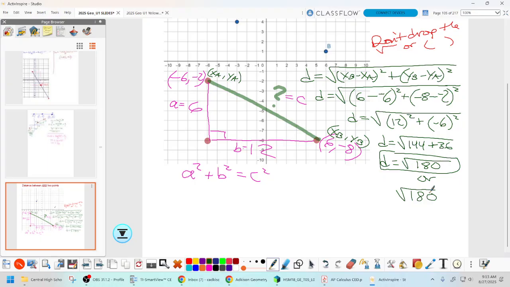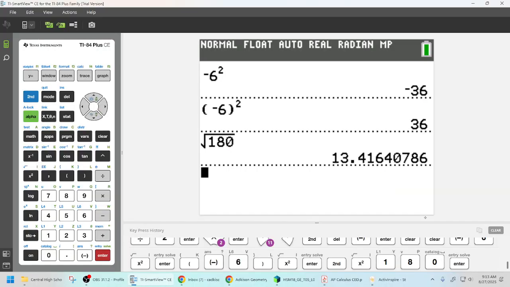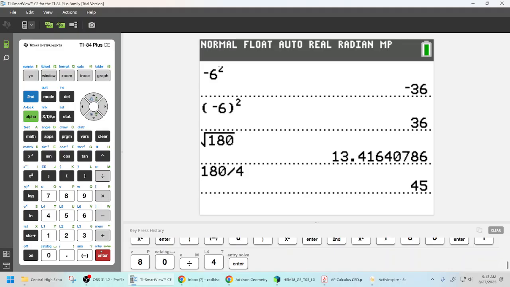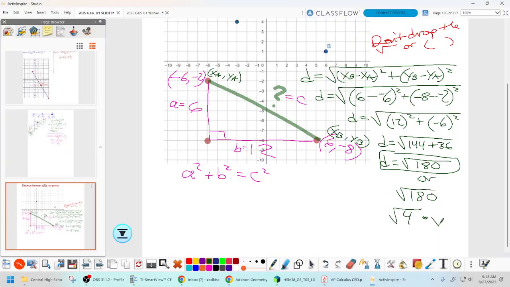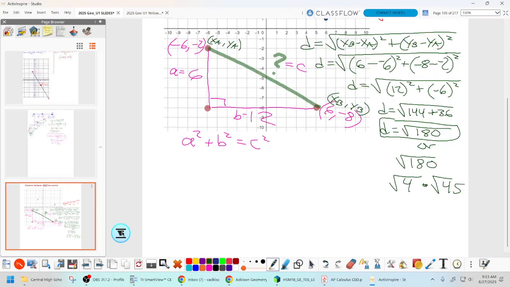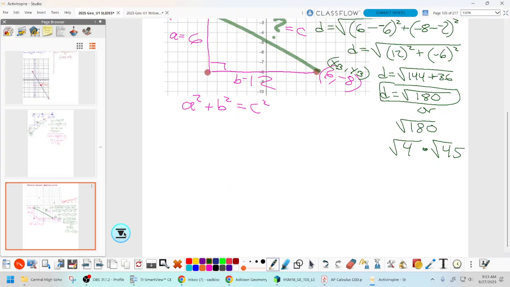Like does 4 go in there? Sure. Square root of 4 times what? Times 45. Is there anything in 45 that's nicely square rootable? Yeah? 9 is. Okay, is there anything in 5 that's square rootable nicely? No. Okay, so now we just square root the two pretty ones. 2 times 3 root 5. So this is 6 root 5.